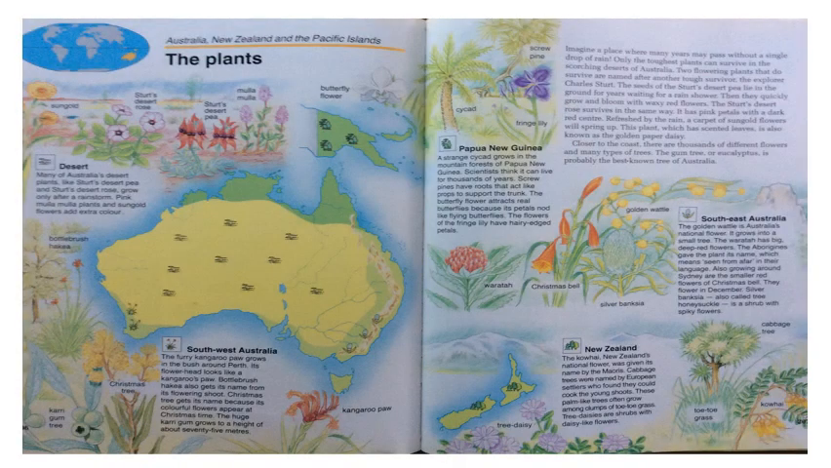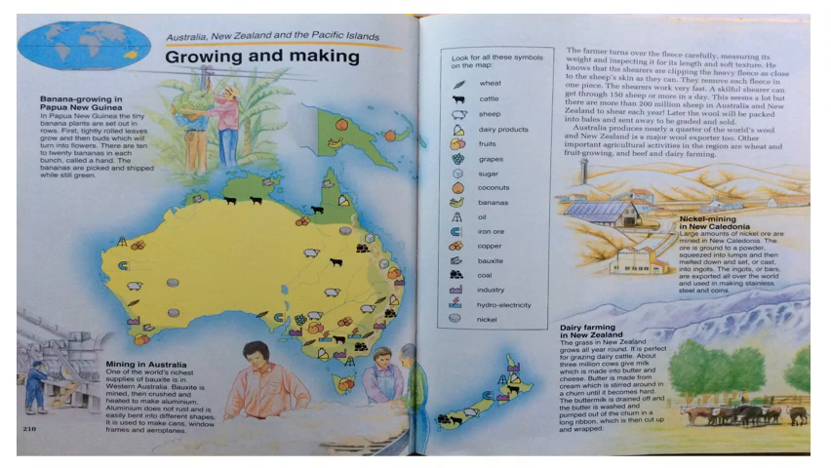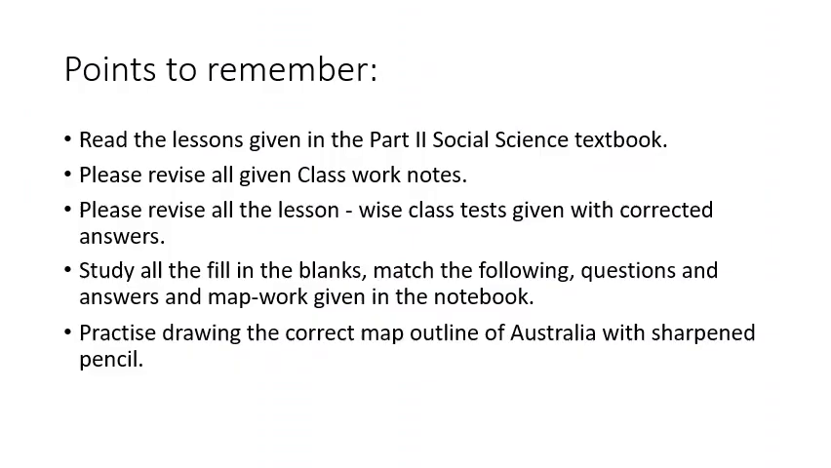Then we also studied about the plant life and the animal life of Australia. We studied about the minerals and industries in Australia and how mining is a very important industry in Australia. We studied about important Australian cities like Sydney, Alice Springs, and Canberra. Canberra is also called the capital of Australia because it includes many important buildings like the Parliament House. So that was all that we have studied for FA3 in social science.